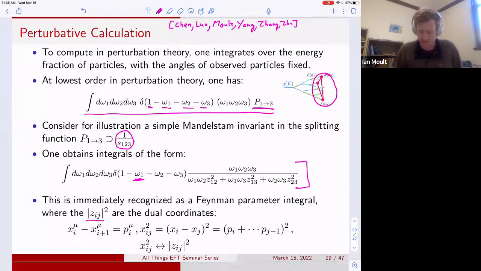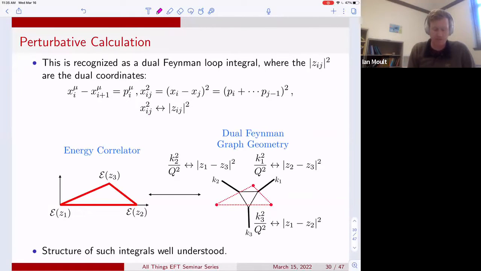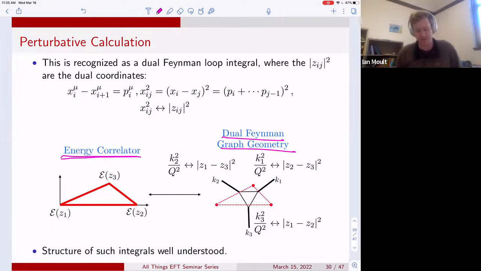And so what this allows one to do is to very easily map these integrals for this energy correlator to a kind of dual Feynman graph geometry. And the structure of these integrals is extremely well understood. And one can then just essentially read off the answer.